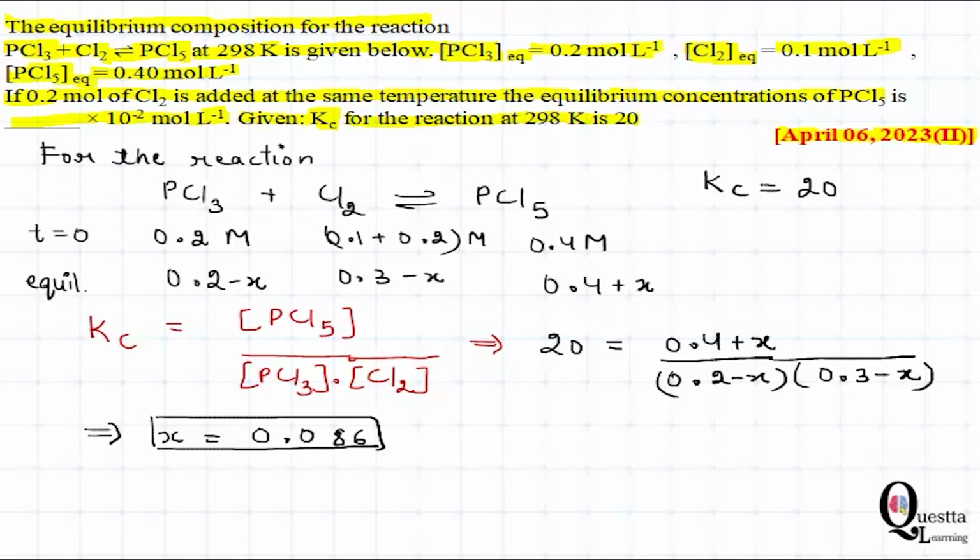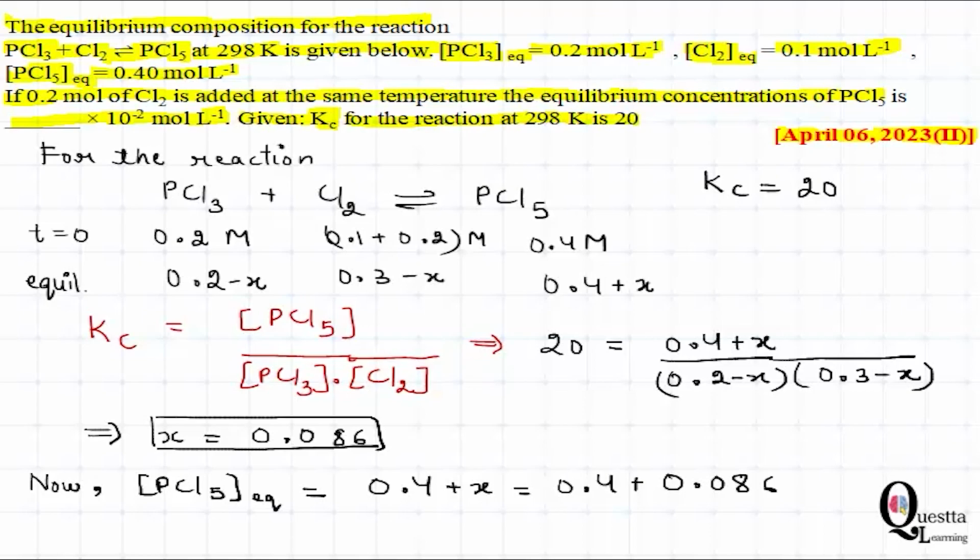Now we need to find out the concentration of PCl5. As from the expression above, the equilibrium concentration of PCl5 is equal to 0.4 plus X. If we substitute the value of X in this case, we get the answer as 0.486 molar. The final answer to this question is 0.486 multiplied by 10 to the power negative 2.